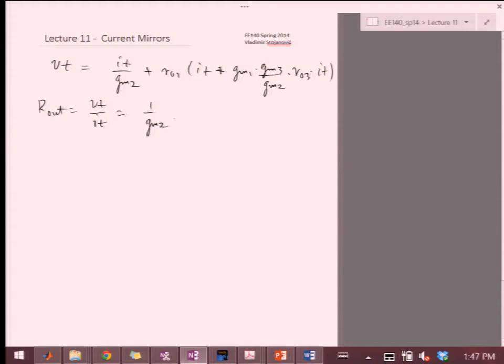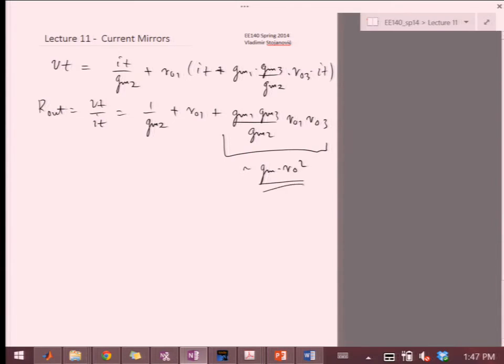1 over GM2, which is small, plus RO1 plus this factor, GM1, GM3 over GM2, RO1, RO3. Okay, this is the important piece. If these transistors have the same size, so all the GMs will be the same and R naughts will be the same. So this is approximately GM times RO squared.